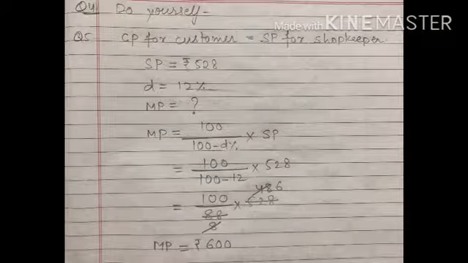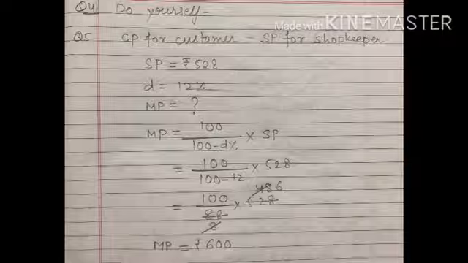Now the question number 4, you have to do yourself, but I will give you a hint. The question is, after allowing a discount of 8% on a toy, it is sold for rupees 216.20. Find the mark price. So you have to calculate the mark price. You can use the direct formula of mark price, that is MP is equal to 100 upon 100 minus discount percent multiplied by SP. Then you will get your answer by calculating numbers.